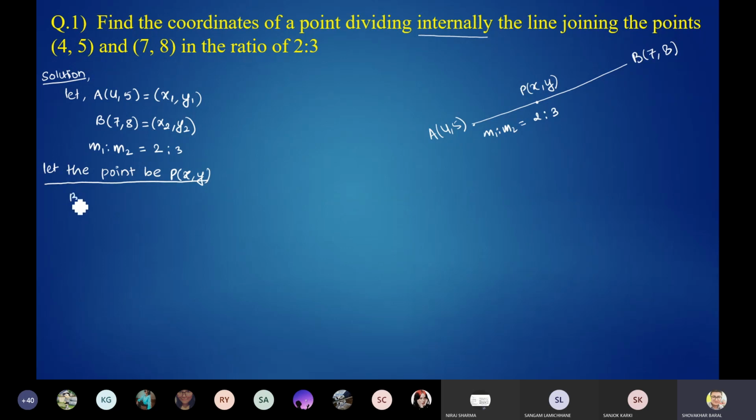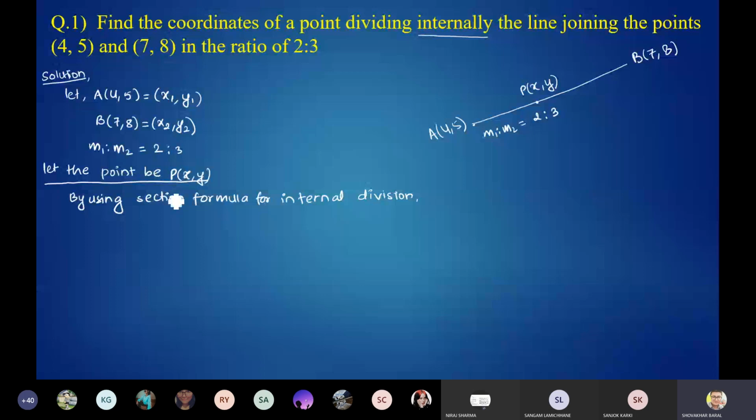Then by using the section formula for internal division. Please tell me if you don't understand, and if my handwriting is not legible, please let me know. By using the section formula for internal division.